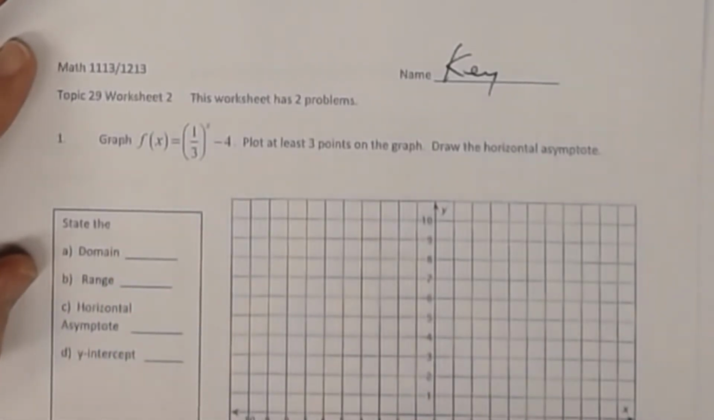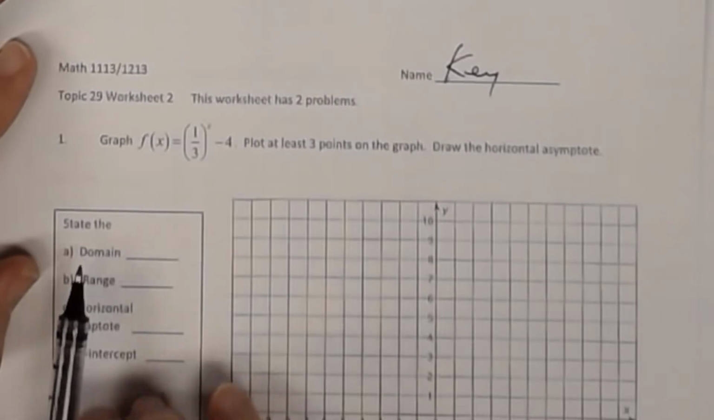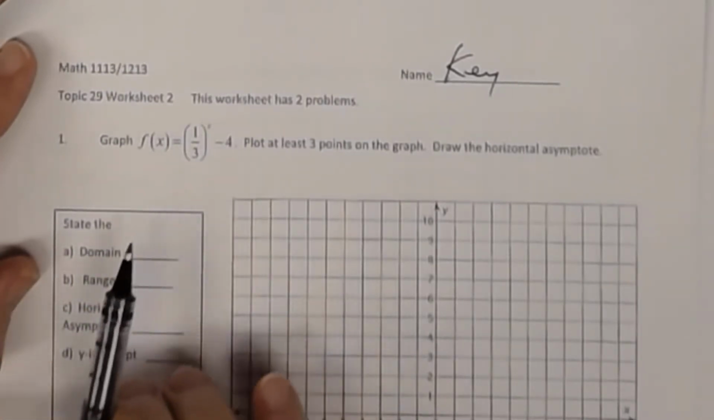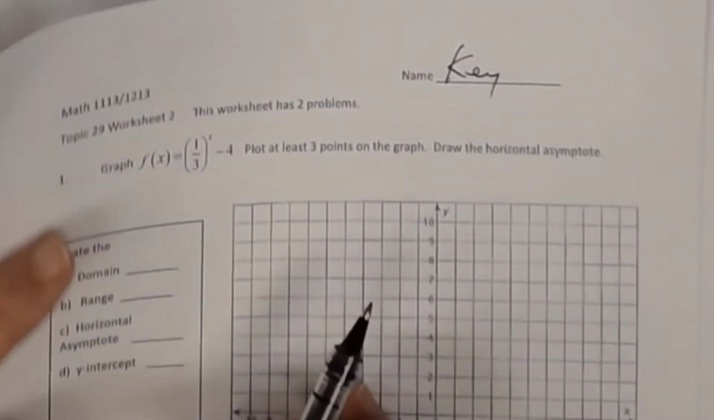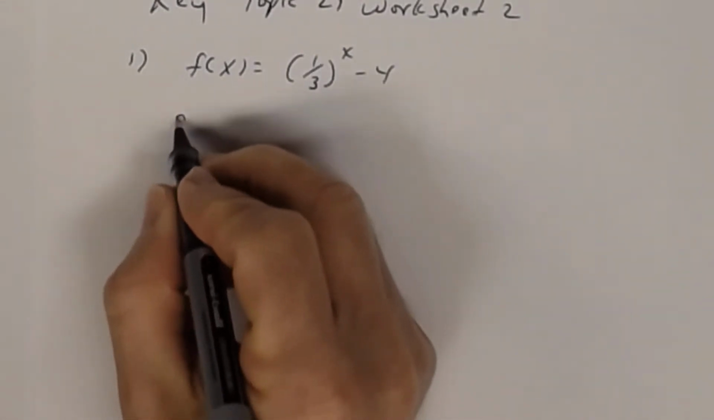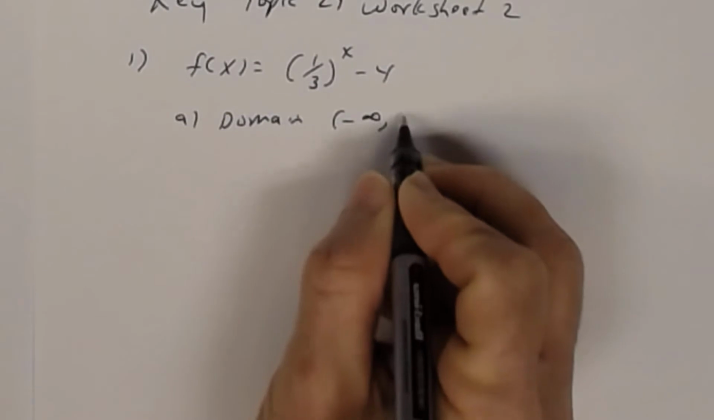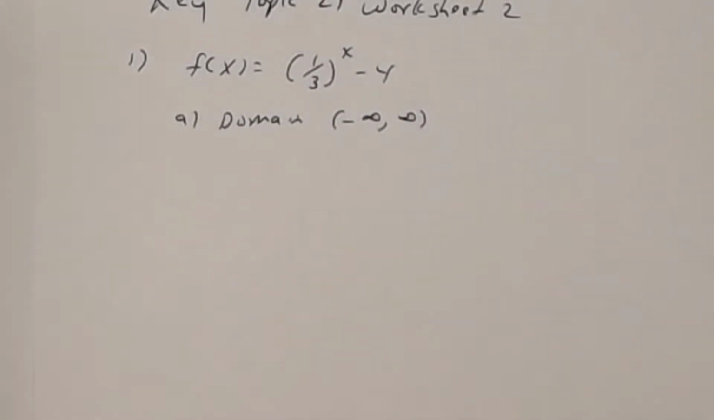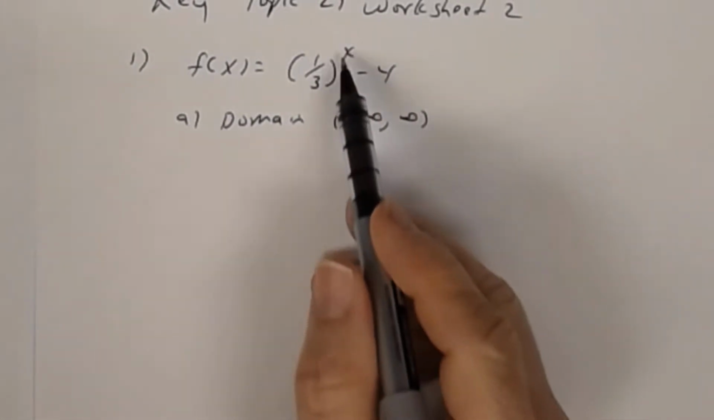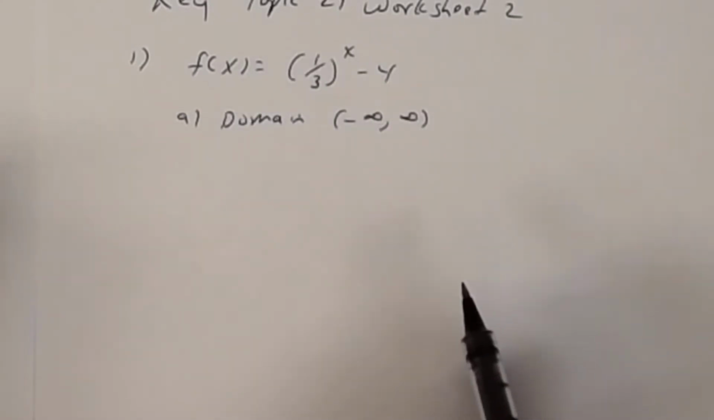Remember, for all exponential functions, the domain is going to be all real numbers. So the domain here is all real numbers. All exponential functions have domain all real numbers. I can use any number for x and I'll get a y value.